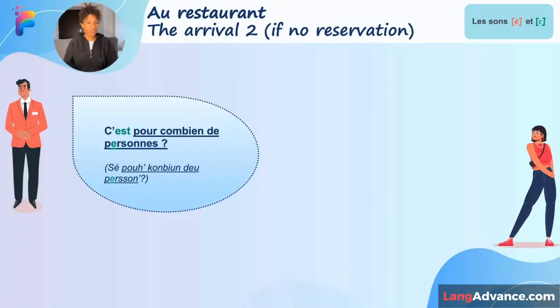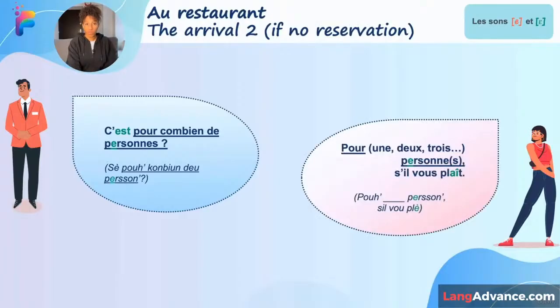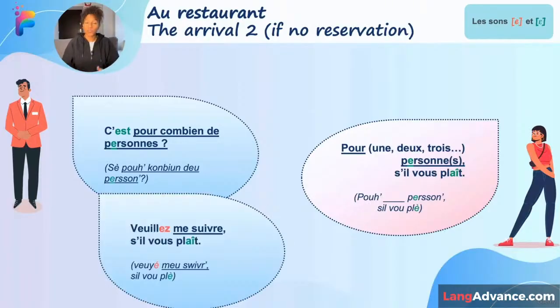So here, they need to know how many people will be having the dinner or the lunch, so they can propose you a table accordingly to the number. Pour, and then you need to precise 1, 2, 3, 5, 10 personnes, s'il vous plaît. For example, pour 5 personnes, s'il vous plaît. And then they will invite you to follow them to the table. Veuillez me suivre, s'il vous plaît.